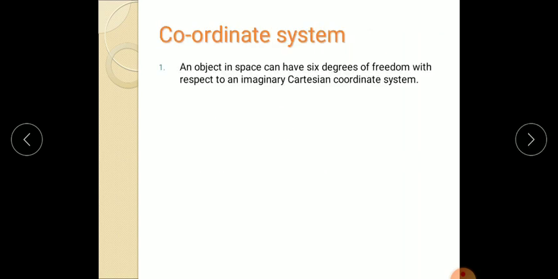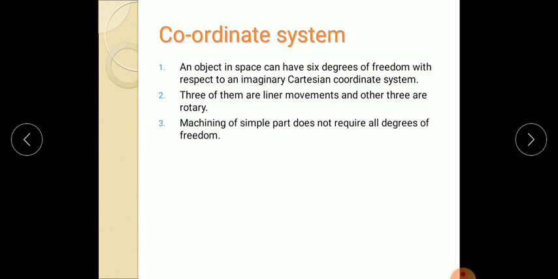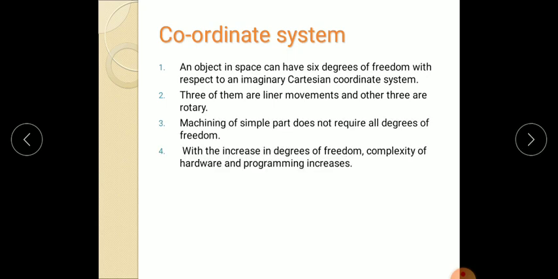Next, coordinate system. What is a coordinate system? An object which can move in any direction has 6 degrees of freedom with respect to the imaginary Cartesian coordinate system. 3 of them are linear movements and 3 of them are rotary movements. Machining of simple parts does not require all degrees of freedom. With the increase of degrees of freedom, the complexity of hardware and programming increases. So as the degrees of freedom increase from 3 to 6, the complexity of the parts varies.